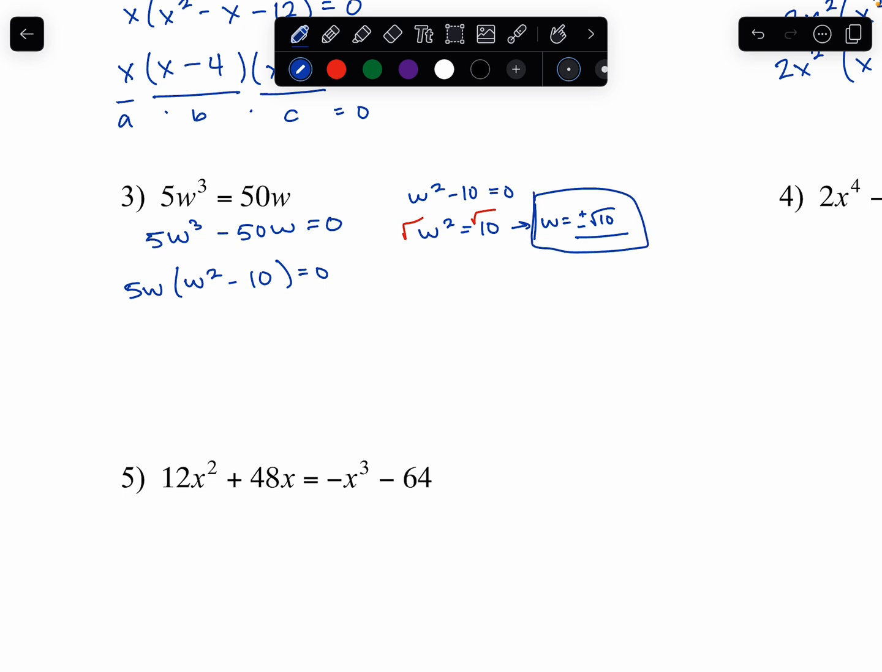So there's 2 solutions, and then the other one would be if w is equal to 0. So if w equals 0, this is also a solution.